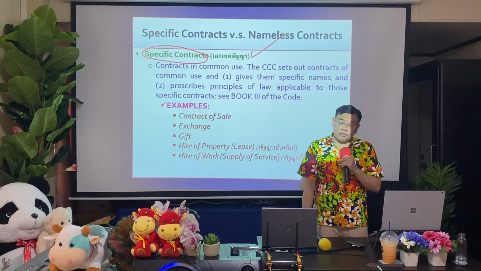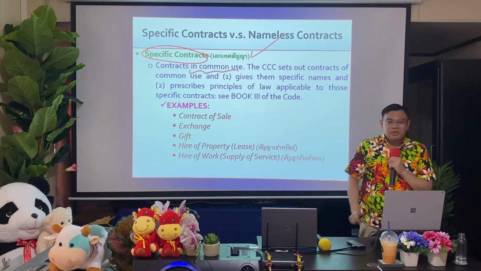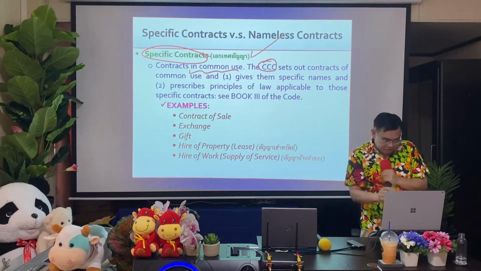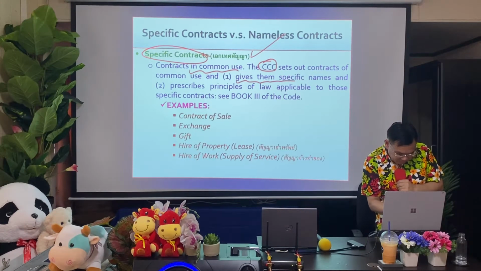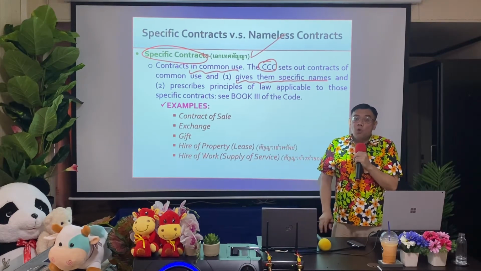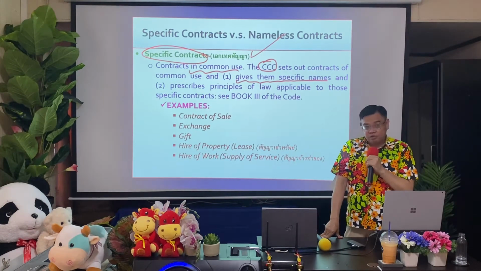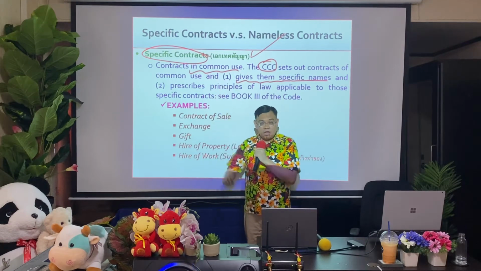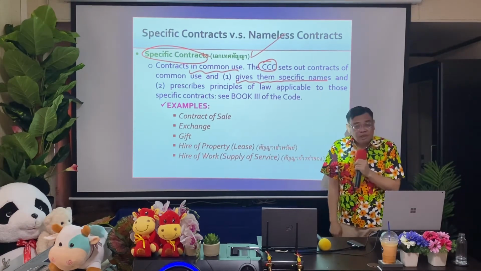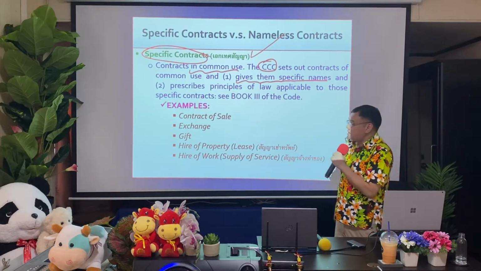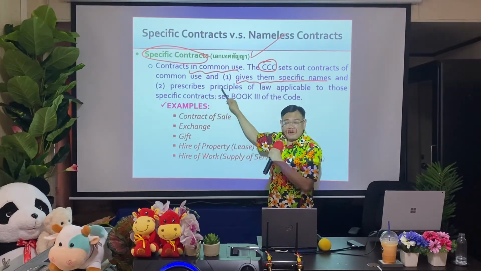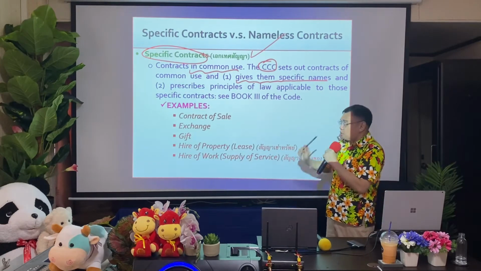Specific contracts are contracts which are in common use. When they are in common use, our Civil and Commercial Code does two things. The first thing is to give those contracts specific names. We don't need to give them names ourselves, simply because the law does, because they are in common use. And the second thing which is done by the Civil and Commercial Code with regard to specific contracts is to prescribe the rules for those contracts.